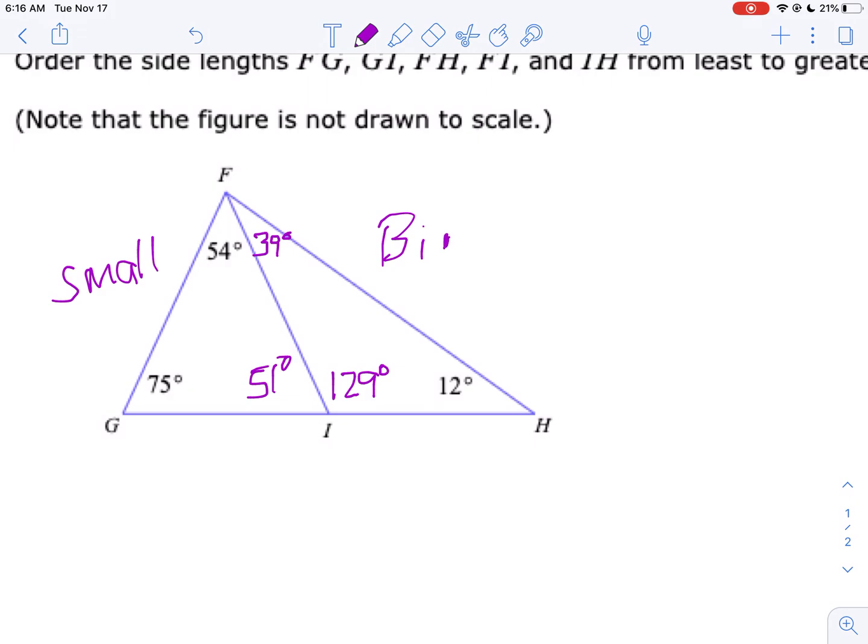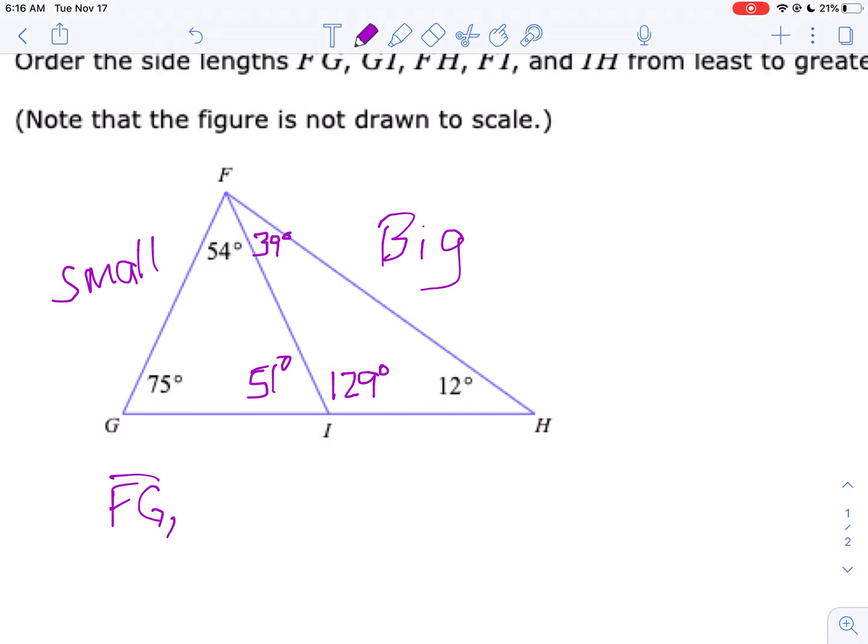Now, this one wasn't so misleading like some other questions are. Now, we start with the small triangle. What's the smallest angle? Well, that's 51 degrees. So what side is opposite 51 degrees? Well, that would be side FG. So FG is the smallest segment in this triangle.